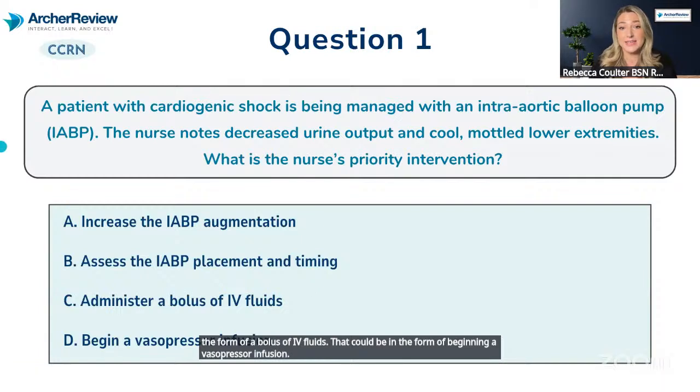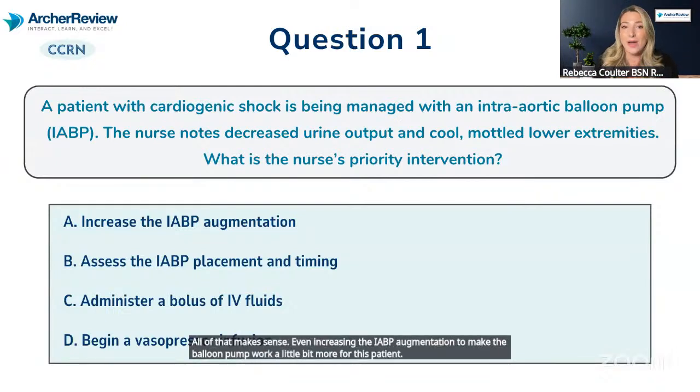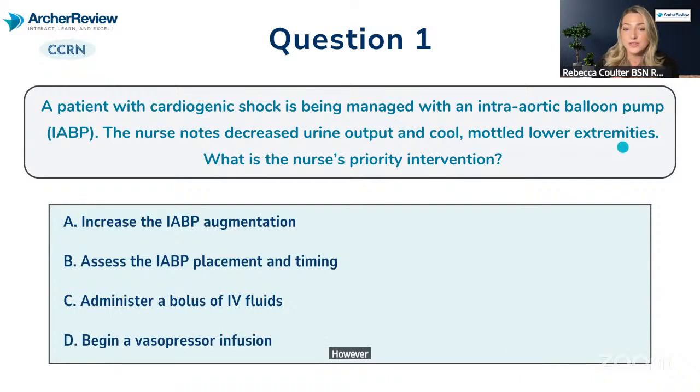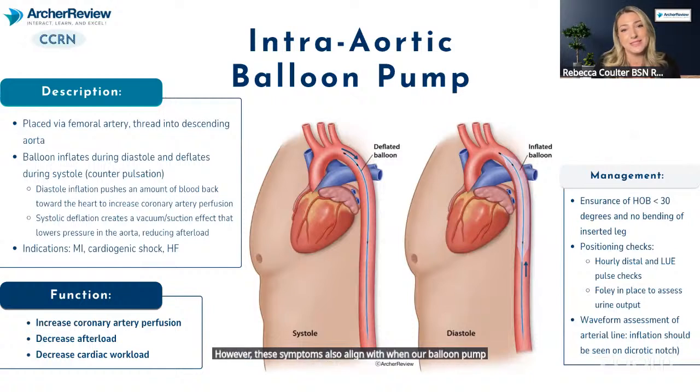All of that makes sense. Even increasing the IABP augmentation to make the balloon pump work a little bit more for this patient. However, these symptoms also align with when our balloon pump is not in the right position. So this is where our balloon pump sits in the aorta.